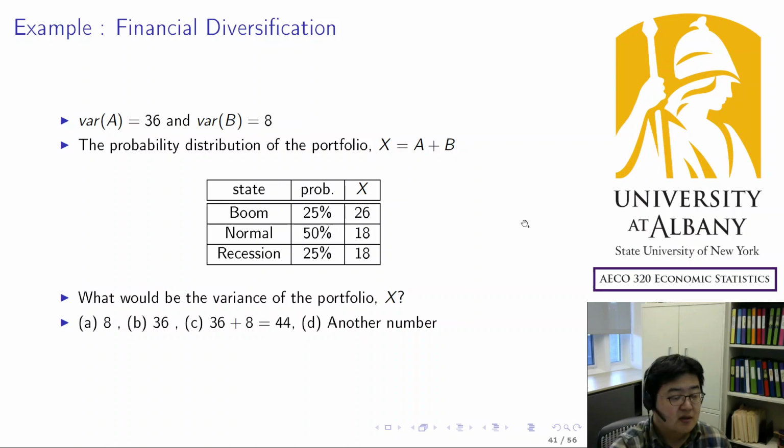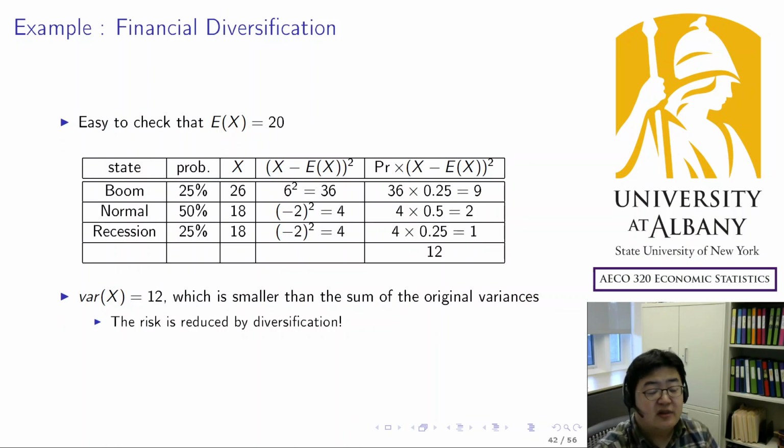Okay, so I'm just asking you to guess, just conjecture what the variance would be. I think C makes more sense because you observe two risks at the same time. You take both risks at the same time, so maybe your portfolio should have both risks at the same time. But let's calculate if this is true.